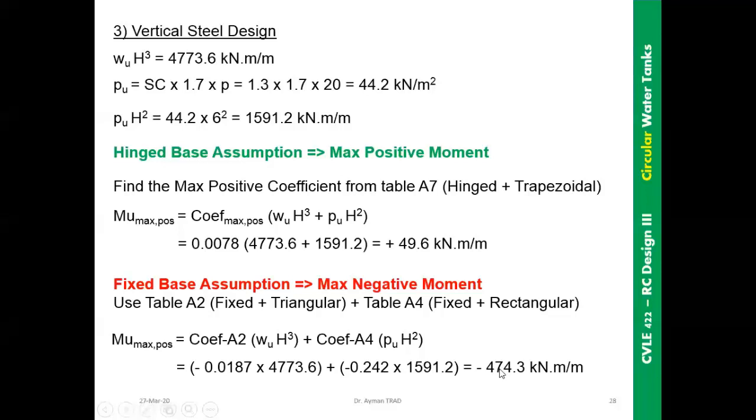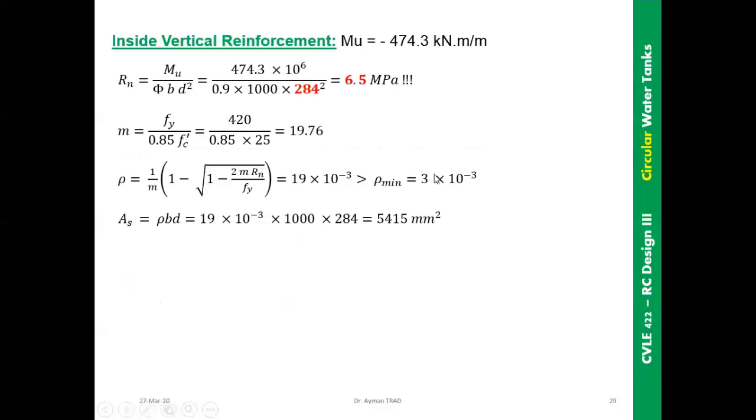We always start with the largest moment, so we start with the negative moment, minus 474. We'll pass to the design. Our section is rectangular, and we are designing the wall. The wall thickness is 350, so d equals 350 minus cover, which is 50, giving 300, minus one bar, assuming 16 here to be on the safe side, so it comes to 284.